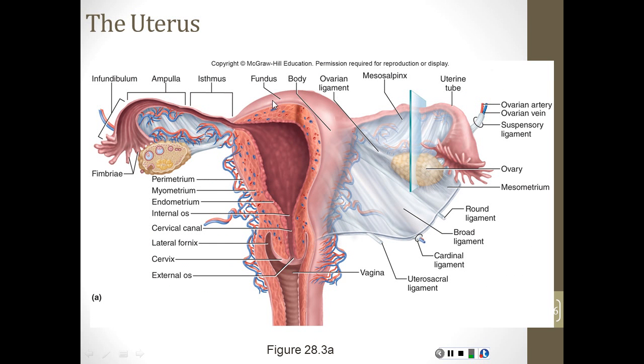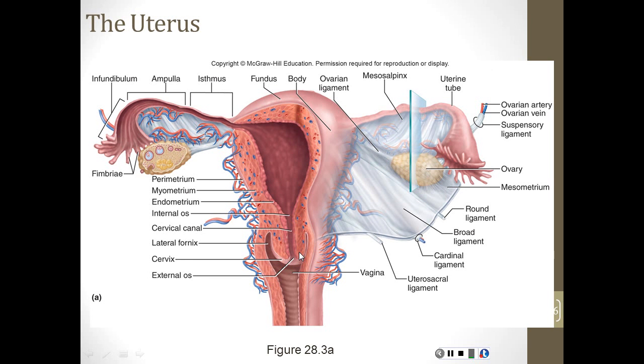We have various portions. We have the fundus. We have the body right here, and then we have the cervix. So the fundus is that broad area at the superior curvature. So here's the curvature, and superior meaning above or on top. Then we have the body, which is the middle portion, and then we have the cervix, which is at the inferior end, and it's a cylinder shape. This is the cervix here.